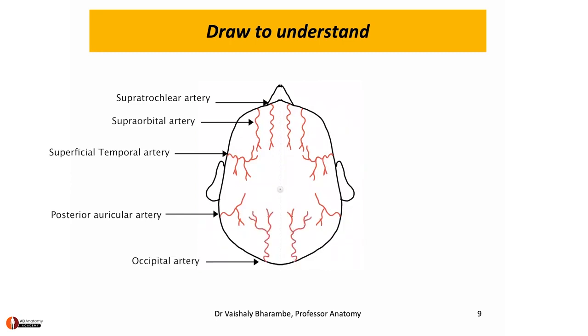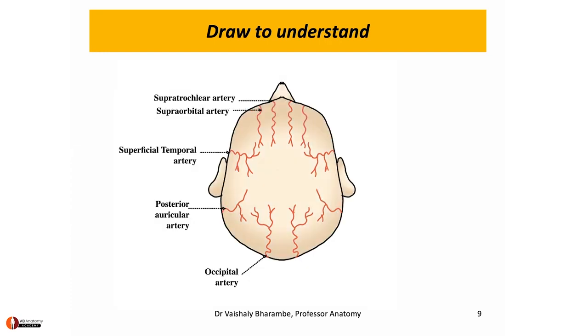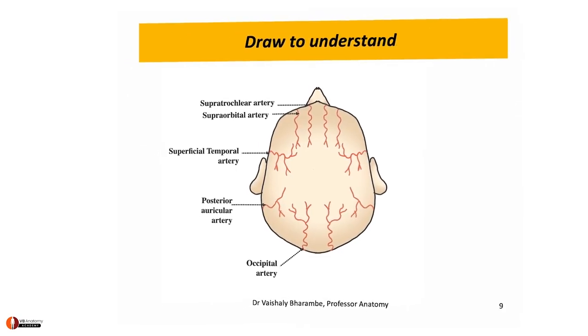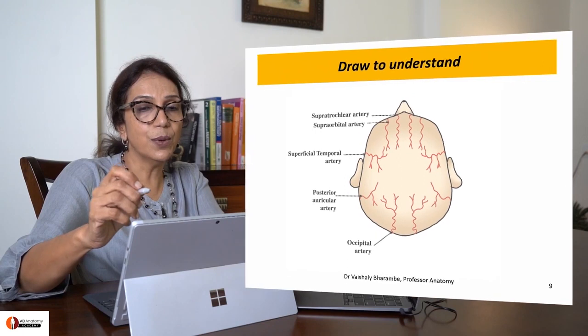Remember, the artery number 3, 4 and 5 are branches of external carotid artery. Artery number 1 and 2 are branches of internal carotid artery. Easy enough? Alright, let's come back to the screen and continue our discussion.